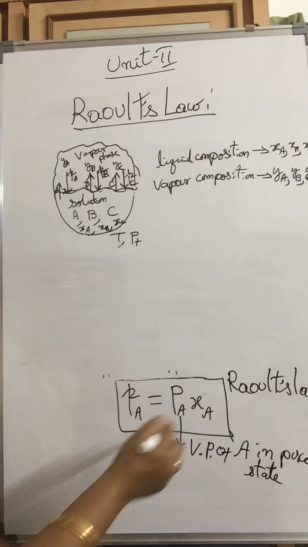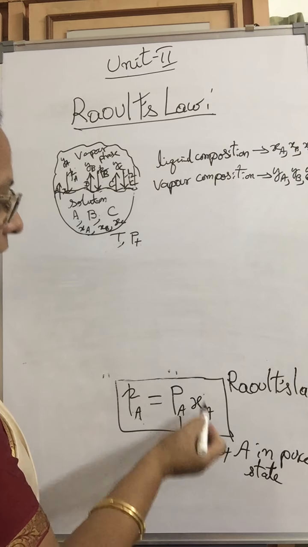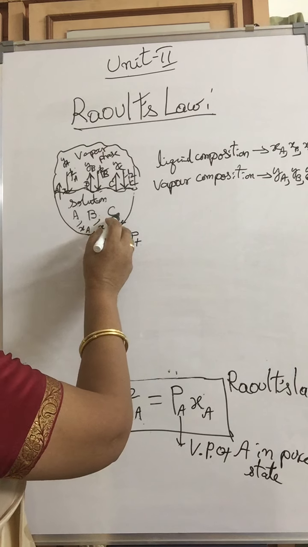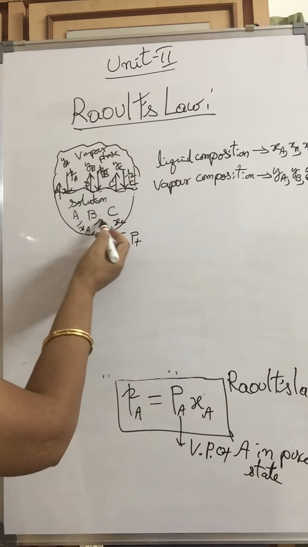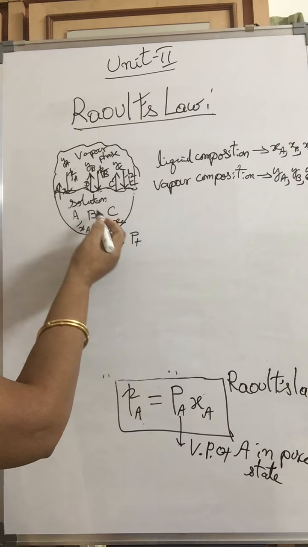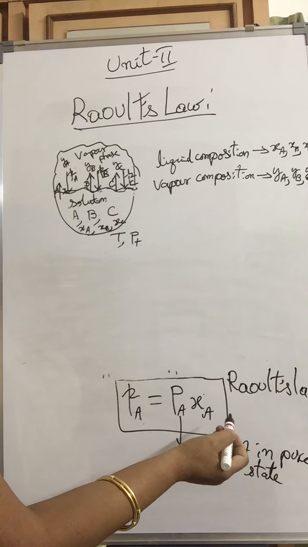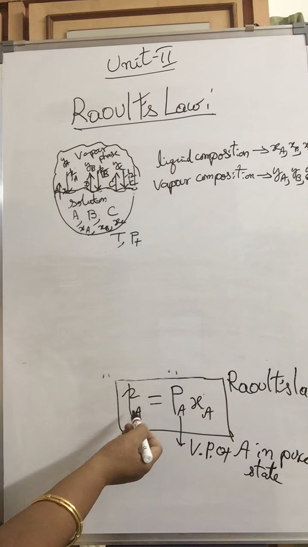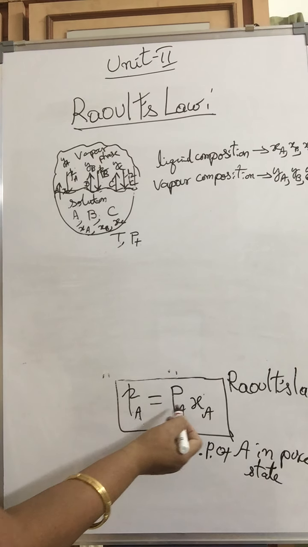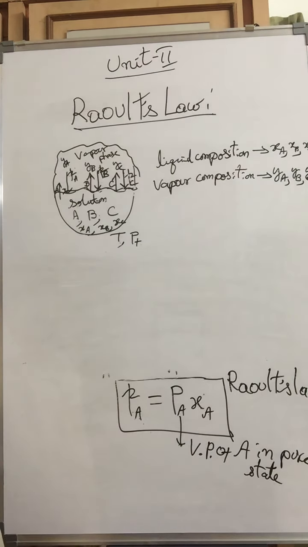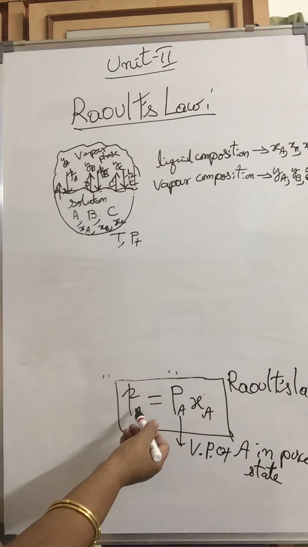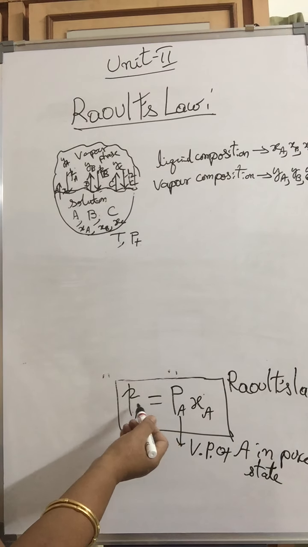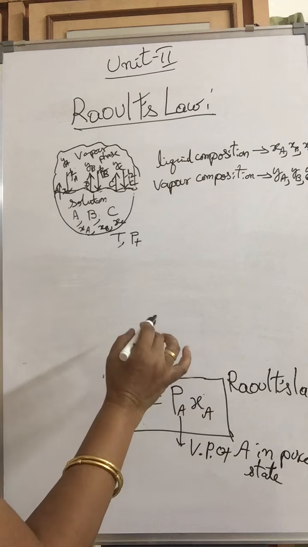In this you can also see, suppose there is no B and C, only A is there. Then we say pure liquid, isn't it? Then XA is equal to 1. So when XA is equal to 1, then vapor pressure is equal to partial pressure. There is no difference. We don't use the partial pressure term when there is no mixture. So in the pure state, we have only vapor pressure.